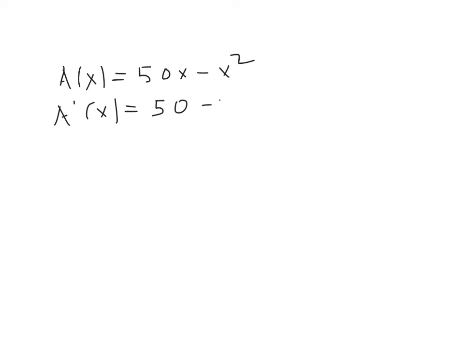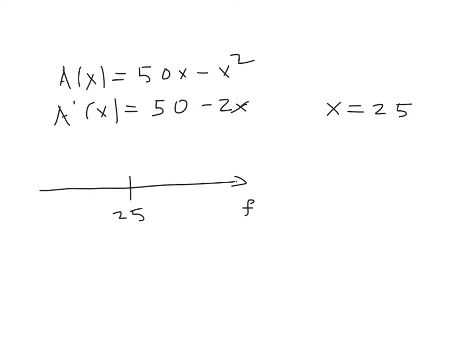So here we have a blank slide. And remember, our a of x was 50x minus x squared, and our a prime of x was 50 minus 2x. And we saw that x equaling 25 was a point of interest. Well, we can look here at a sign chart, put x equals 25 there, and look at the sign of f prime, or excuse me, in this case it's a prime, right?